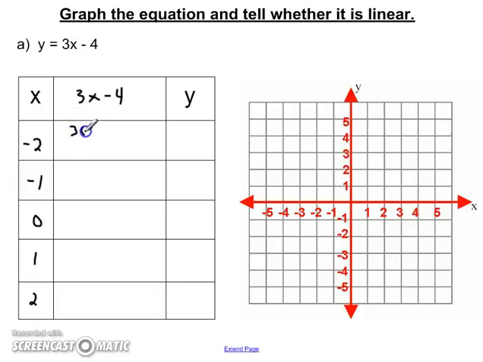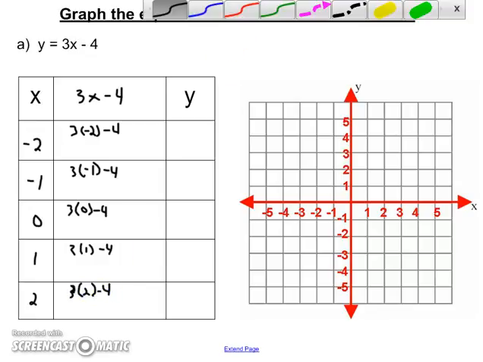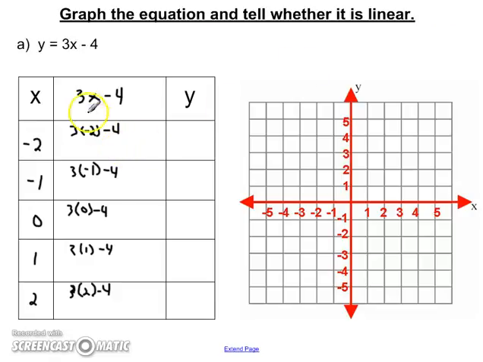So I'm going to take and substitute into the equation here, replacing x with the x values that are given. And then I'll use the order of operations to simplify the expression. Oops, sorry, this is a 3 times 2. Alright, so I'm going to change colors here to do this. Okay, so our order of operations, 3 times -2 is -6, minus 4 is -10.